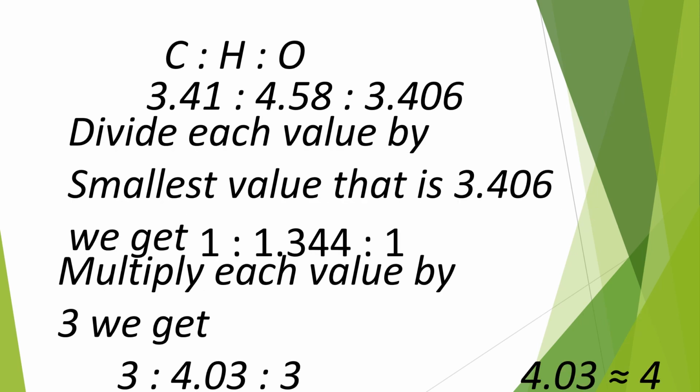Carbon is to hydrogen is to oxygen: 3.41 is to 4.58 is to 3.406. Divide each value by the smallest value, that is 3.406. We get 1 is to 1.344 is to 1. Multiply each value by 3, we get 3 is to 4.03 is to 3. 4.03 is almost equal to 4.